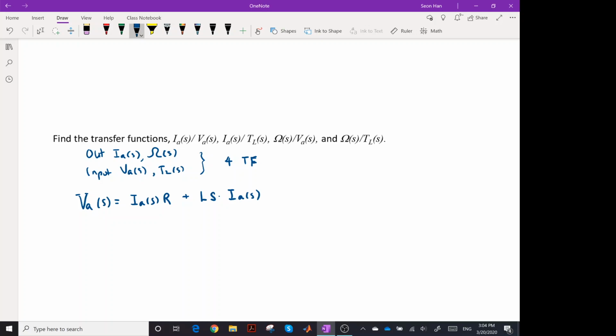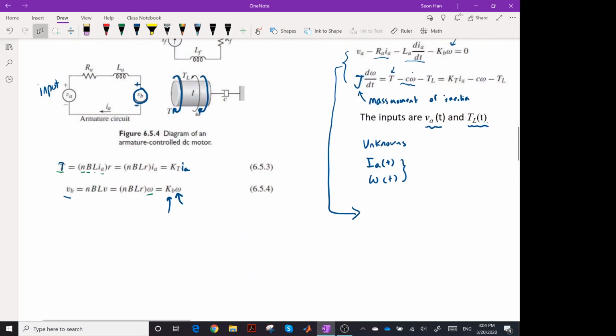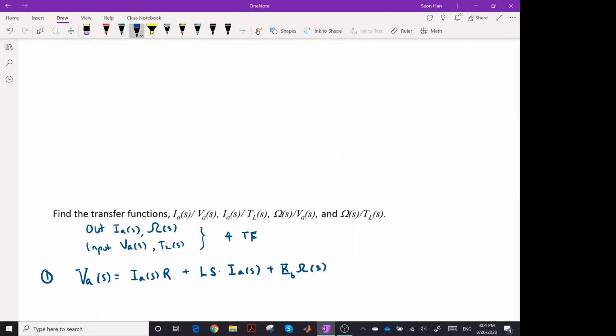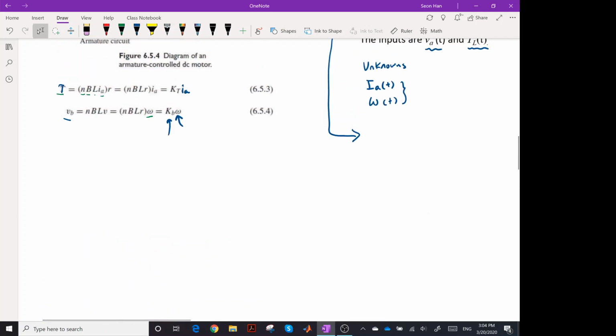Okay, what else did it have? And you had the back EMF, which was proportional to K times omega(s). Okay, so this is equation 1 in the Laplace domain. Let me see if I got this one right. Here we go. Okay, so that was KB, which is the same as KT. Oh, by the way, this is called the motor constant, or the torque constant.